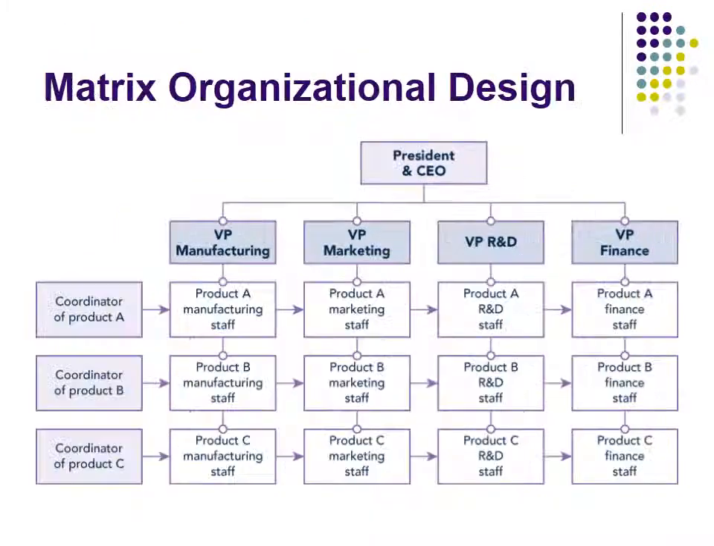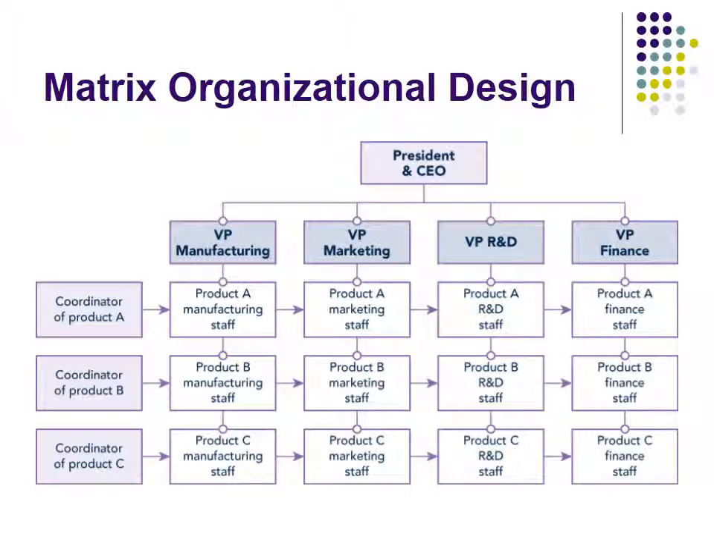Now, the combining of those two is what's often referred to as a matrix organizational design. We'll usually see this in a mid-sized company that is in the process of adapting from being a single product company to a multinational multi-product company. In this case, we have two levels of management. We have the traditional level of management, a VP in charge of all manufacturing, a VP in charge of all marketing, a VP in charge of all research and development, and a VP in charge of all finance.